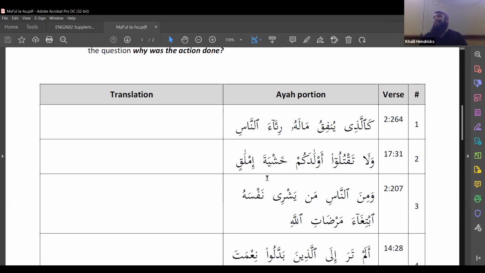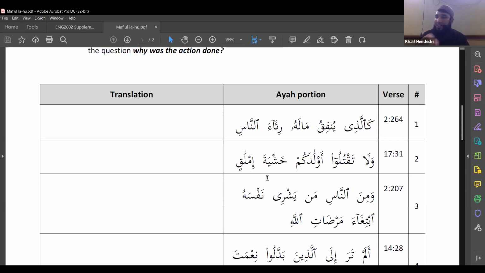Now, the distinct functions in a sentence. You won't have your maf'ulun bihi playing the role of both maf'ulun bihi and maf'ul li'ajlihi, or maf'ulun lahu. Because the one answers the question: to what was the action done? The other one answers the question: why was the action done? But it's not saying anything about to what the action was done. Right, we had that over here. Yes, the action of spending was done to what? To his wealth. But why was it done?